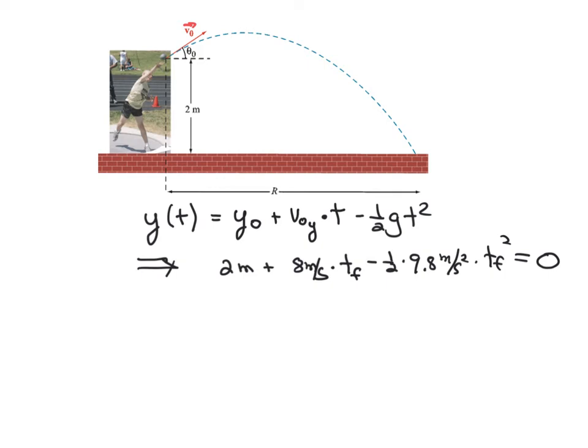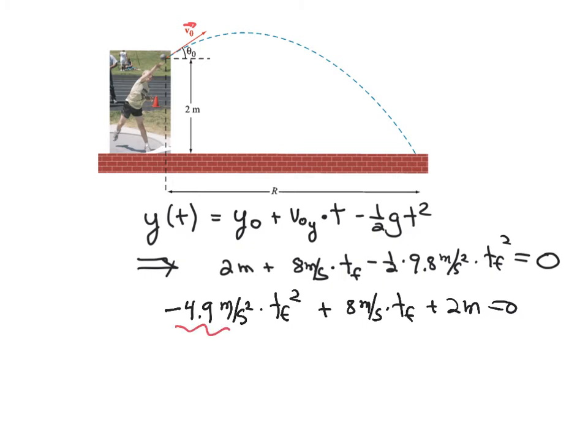So now we have an equation, it's a quadratic equation, which we can just solve for t sub f. That's pretty straightforward. I can help things along a little bit by changing the order here. I'm going to write this as minus 4.9 meters per second squared times t sub f squared plus 8 meters per second times t sub f plus 2 meters is equal to 0. And this is a familiar form for a quadratic equation.